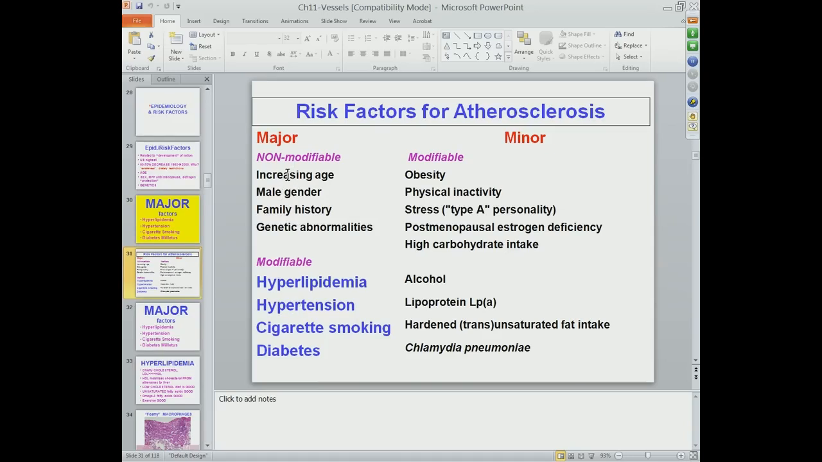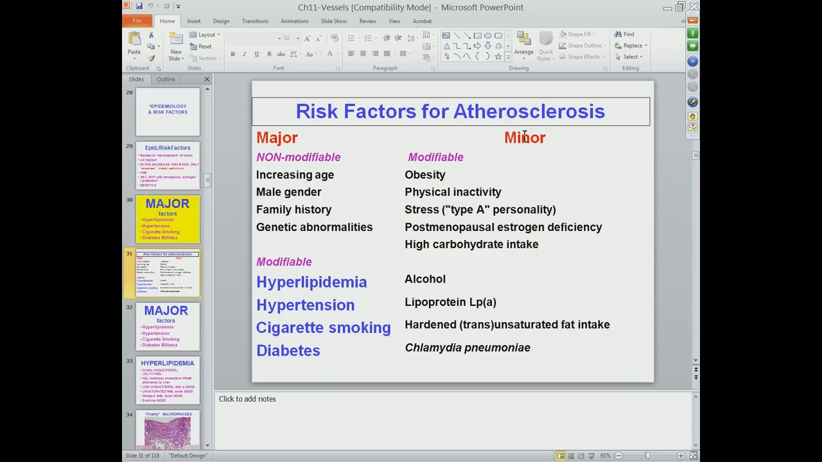Of course, you can't do anything about your increasing age. You can't do anything about being a man. I guess if you're a woman, you could take your estrogens longer, get hormone replacement therapy to postpone menopause. But remember, we said that there is a little bit of an increase in cardiac disease with them. You can't do anything about your family history, which is your genes.